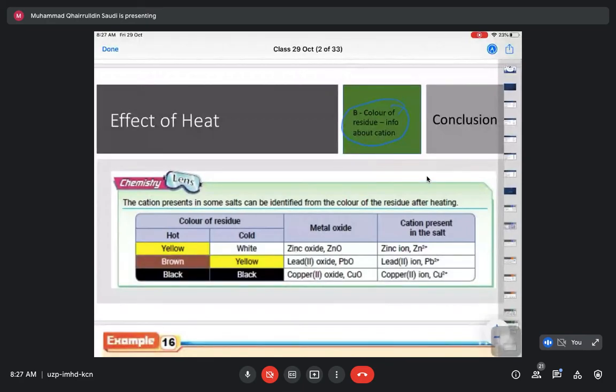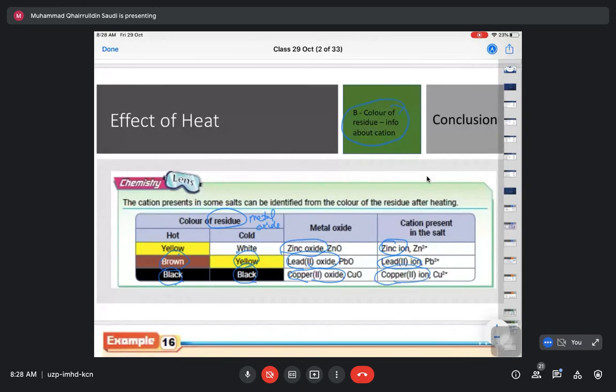Okay, if bila kita panaskan salt tersebut, the residue, maksudnya the metal oxide ada warna yellow when hot, white when cold. So metal oxide dia adalah zinc oxide. So cation dia dalam tu ada zinc ion. Kalau dia brown when hot, yellow when cold, dia adalah lead-2 oxide. So lead-2 oxide dalam dia ada lead-2 ion. Kalau dia black when hot and cold, dia adalah copper-2 oxide dan dalam copper-2 oxide ada copper-2 ion.